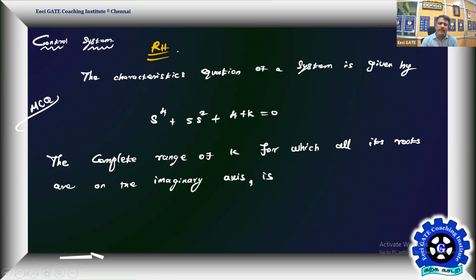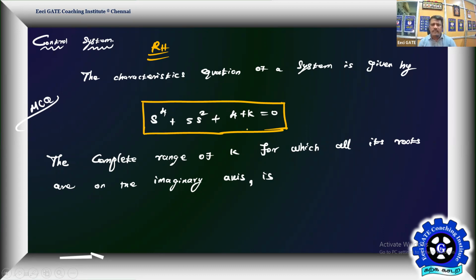Okay, so let me take it as: the characteristic equation of a system is given by s power 4 plus 5s square plus 4 plus k is equal to 0, where k is a real parameter we can take. So the complete range of k, even if it is not mentioned, means k can take values from minus infinity to plus infinity. It's an open boundary. The complete range of k for which all its roots are on the imaginary axis is.